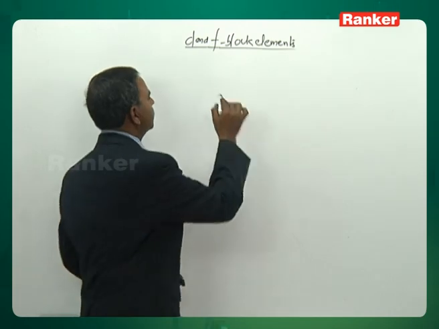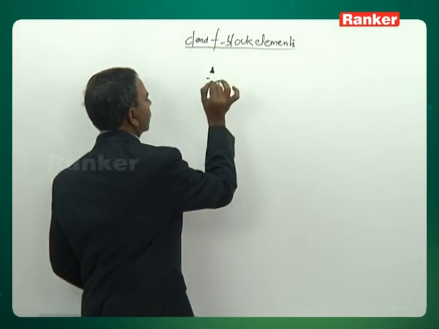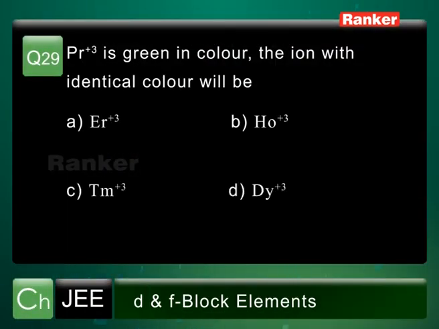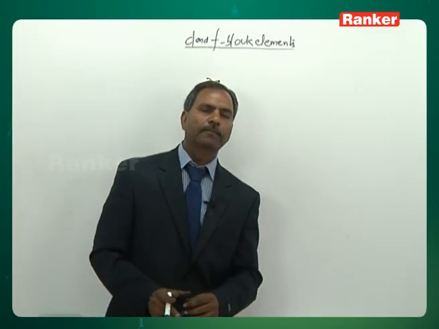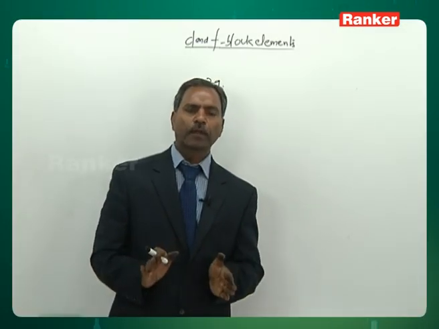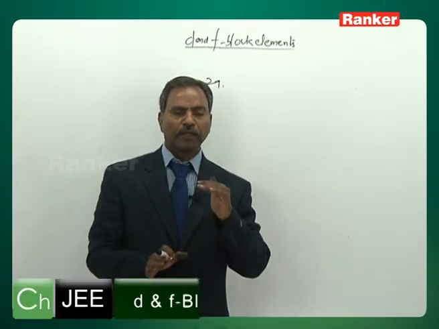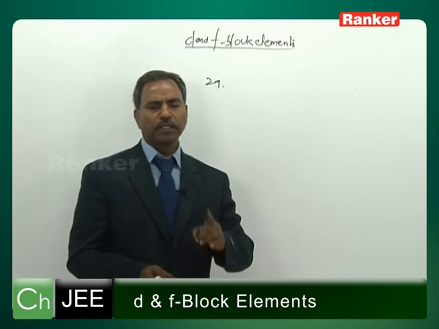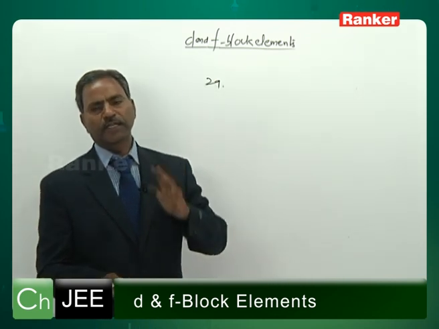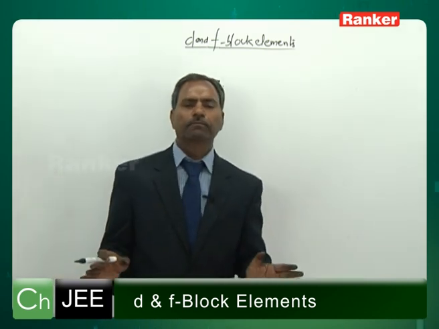Question number 29. Praseodymium plus 3 is green in color. The ion with identical color will be. Here you have to remember all the 14 lanthanides and be in a position to put them in a table. Otherwise, you cannot answer this. This type of question comes repeatedly in every entrance exam.